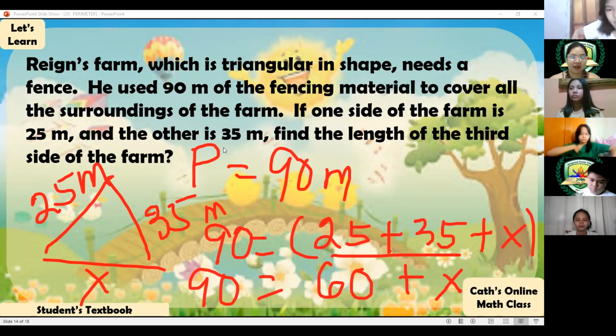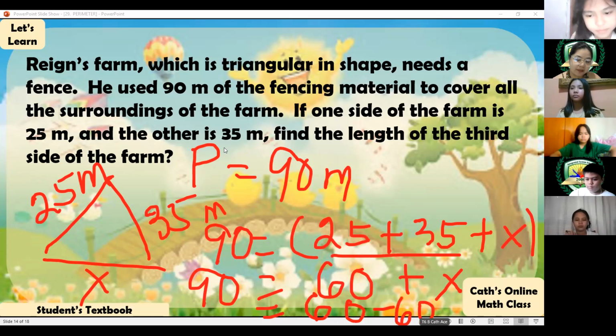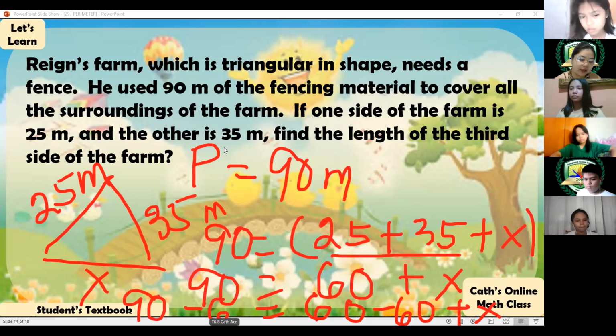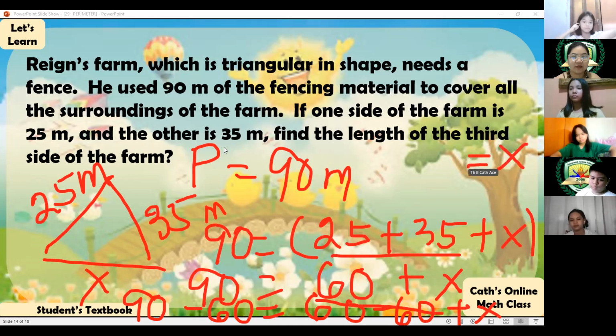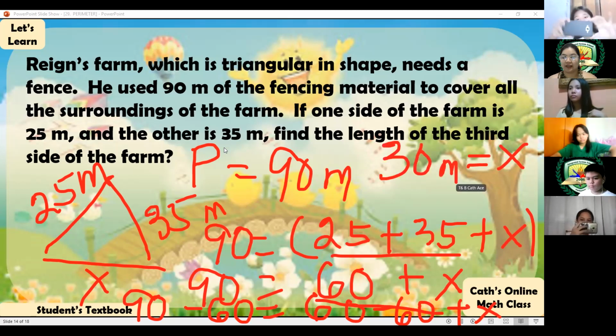Five. Paano natin tatanggalin? Minus. Tama, subtract natin. So, 90 minus 60 plus x. And then dito din, dapat subtract din natin si 60. So, ito cancel na. Natira na lang dyan si x. 90 minus 60, 30. So, 30 yung isang side ng farm ni Rin.